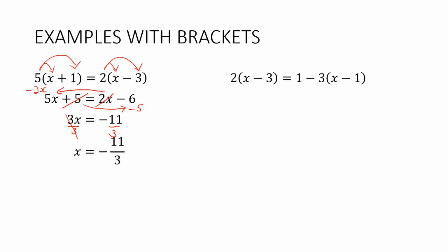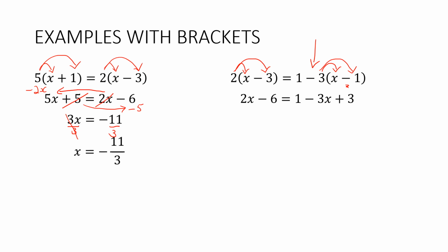Here I've got 2 outside of x minus 3 is equal to 1 take away 3 outside of x minus 1. So again, I'm going to start by expanding the brackets. And here, I'm already on alert because of this negative. I know when I've got a negative in front of the brackets, it's going to affect the sign in the brackets. So let's expand this out and see what happens.